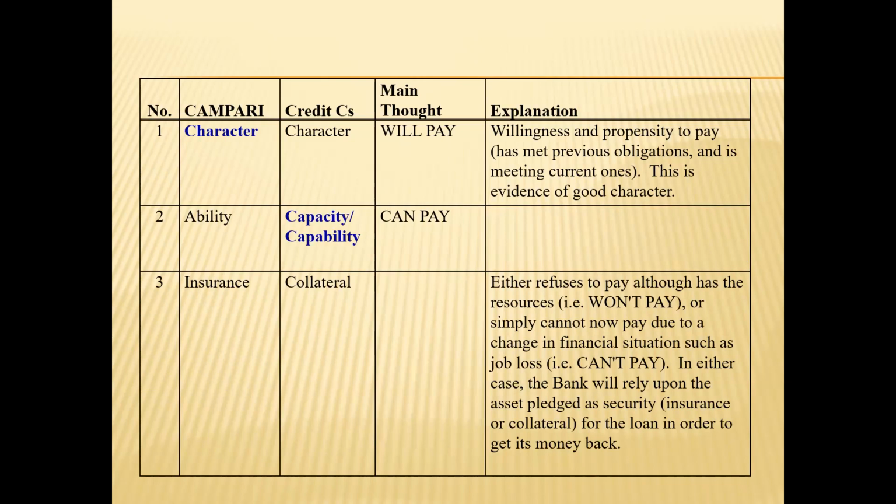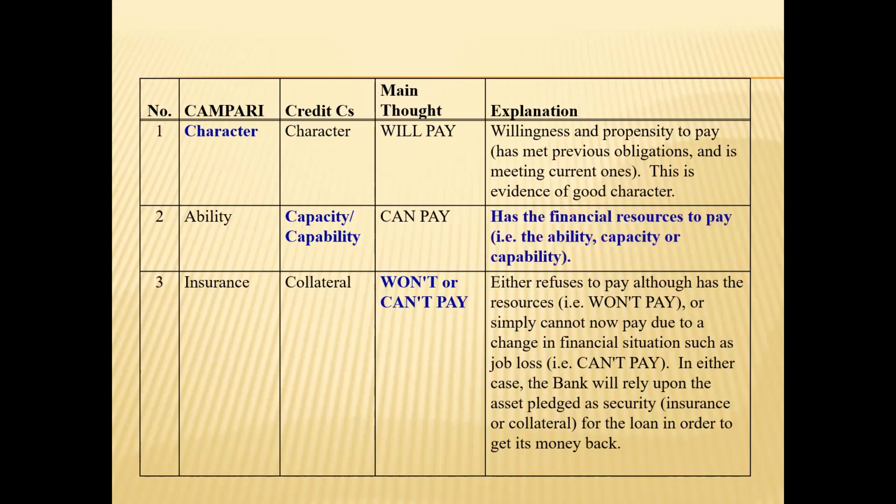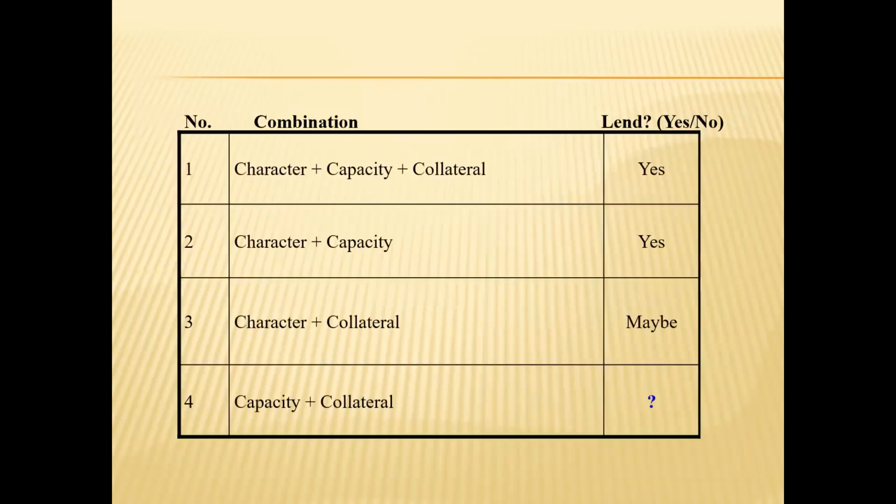Three, main thought. Won't pay or can't pay. Okay. And column four, explanation for number two. They have the financial resources to pay. Has the ability to pay. Yes. Okay, great stuff. All right, let's look at another chart.